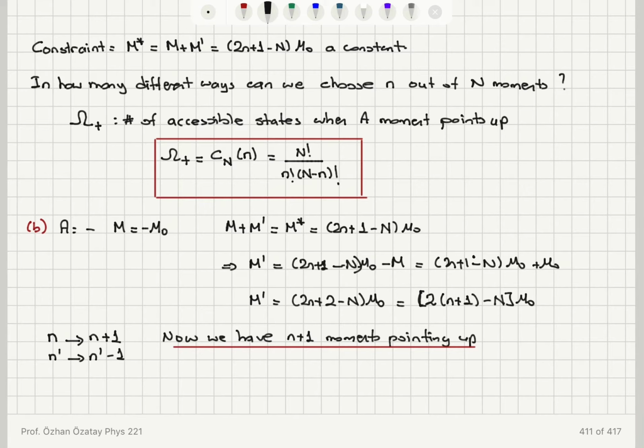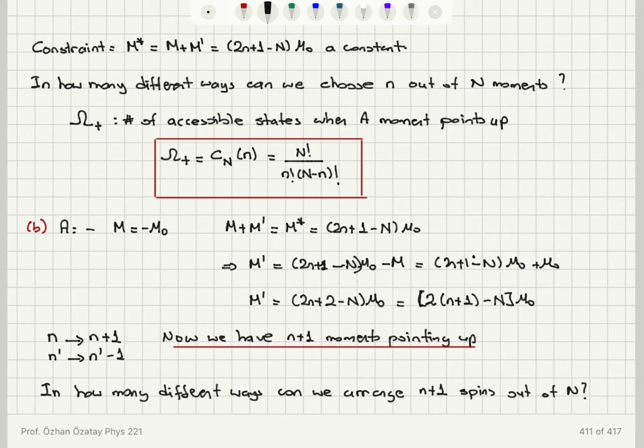Now, in how many different ways can we arrange? So this is the question now. In how many different ways can we arrange n plus 1 spins out of capital N? In how many different ways can we arrange?